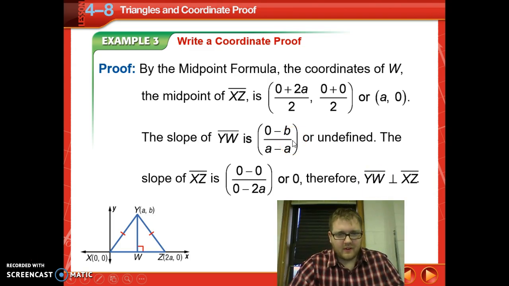Remember that the general rule for this is kind of a different case because you have this undefined here. But the general rule for slopes to be perpendicular is they multiply together to give you -1. So in other words, they're the negative reciprocal of one another.